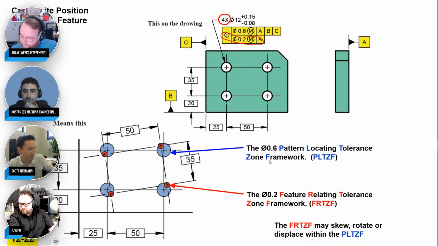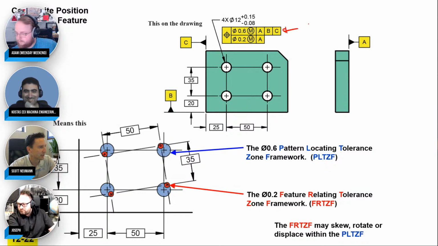They have names for them. These are not my favorite names, but they call the upper one the pattern locating tolerance zone framework, or the PLTZF, and it locates the pattern relative to the datums. And then the lower one is the feature relating tolerance zone framework, or the FRTZF. So they say the FRTZF may skew, rotate, or displace within the PLTZF. Not my favorite way to explain it, but that's what the standard says.